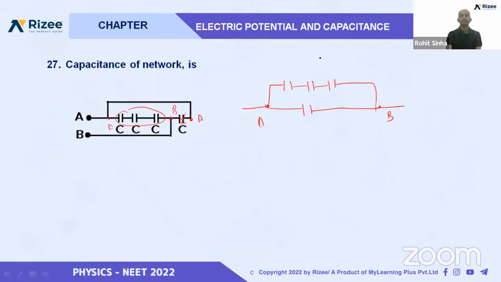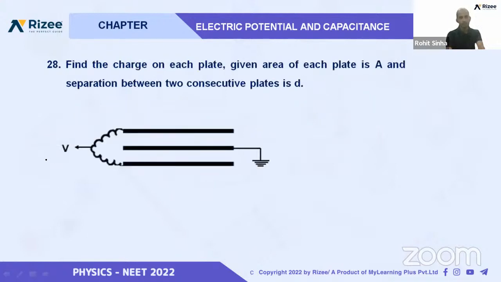Now, I think this is a simple setup question. This is also the same type of question which we have done. Count the capacitances C1 and C2, and both will be in parallel. You can solve it.